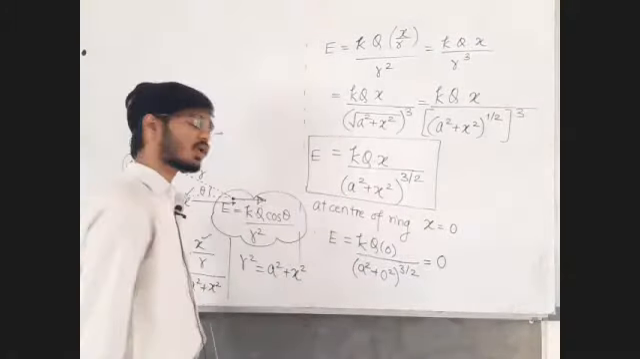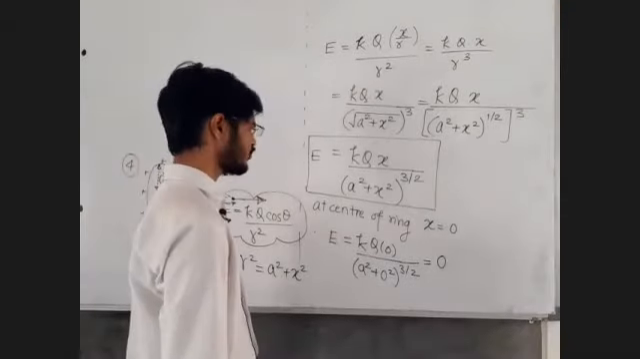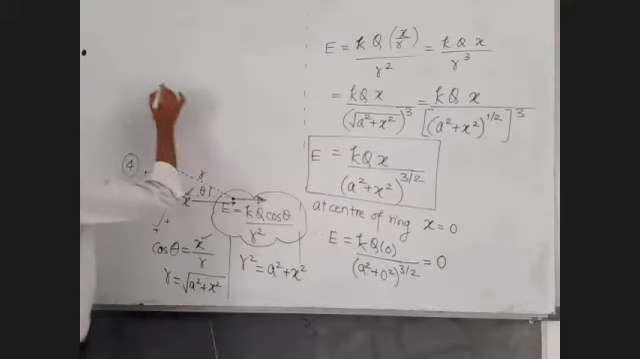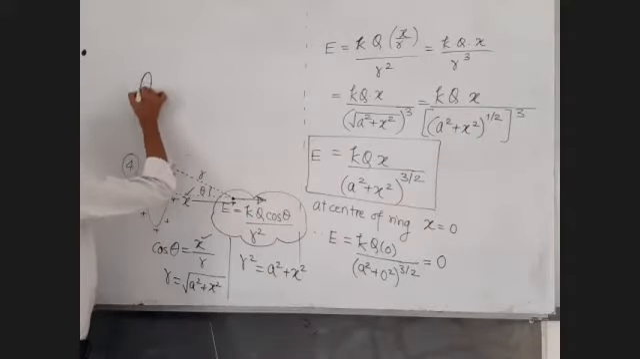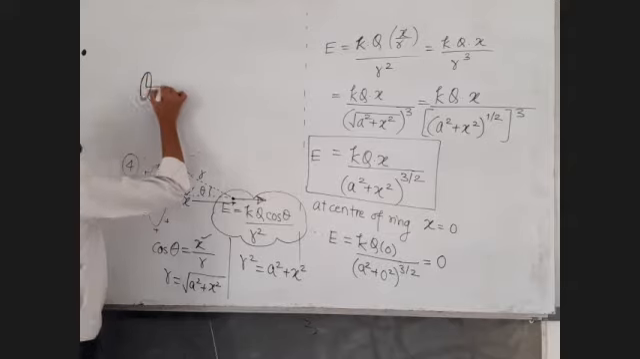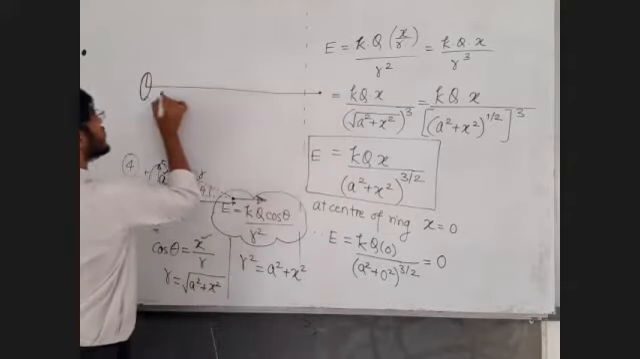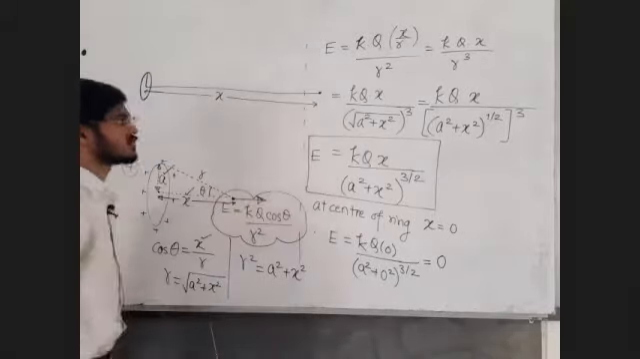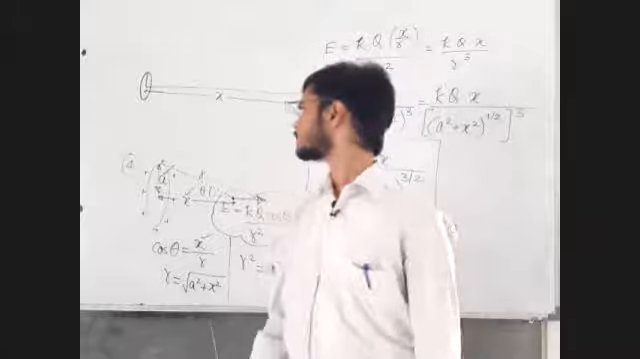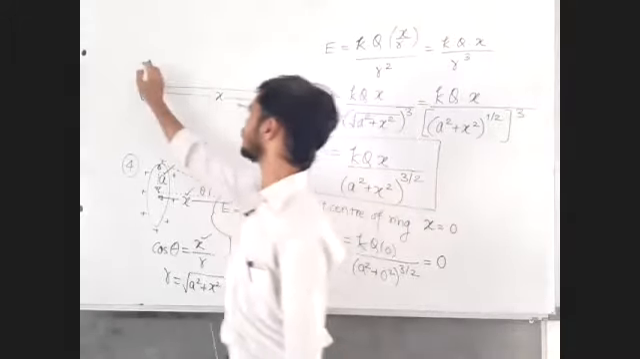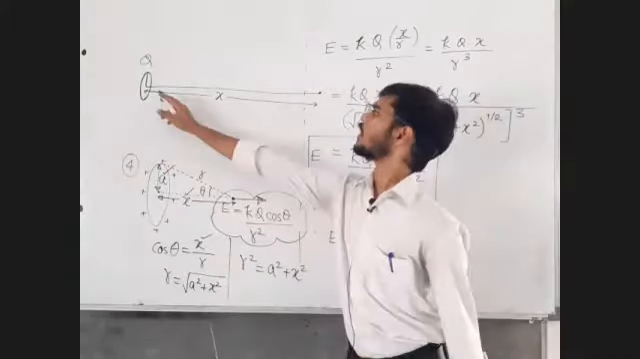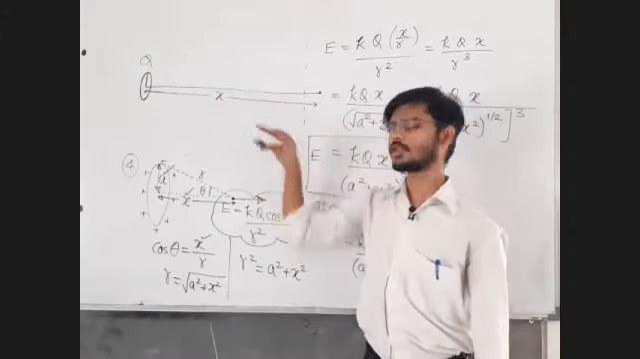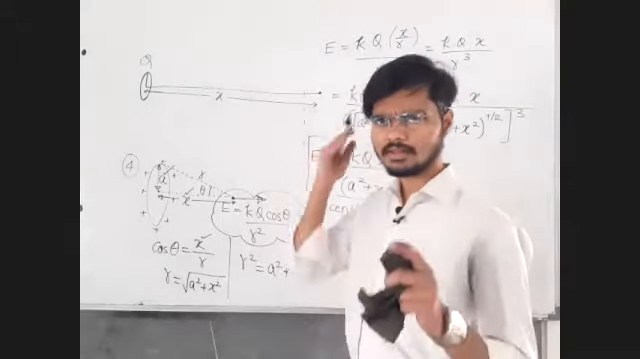Now, if distance x is equal to infinity, very large compared to the radius of the ring, means this is our ring, having very small radius, and the point is located at very large distance. The charged ring is very, very small, and we are at a very large distance from the ring.